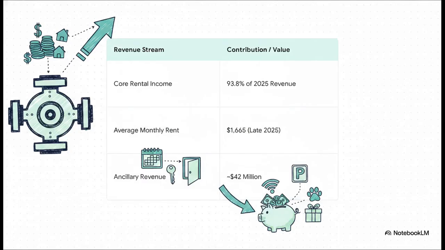Now, this breakdown is absolute gold for your revenue forecasting. Core rental income is obviously the main engine, driving 93.8% of total 2025 revenue, with average monthly rents hitting $1,665. But they aren't just collecting basic rent. They are aggressively monetizing these properties through a tiered pricing model and ancillary services. We're talking bundled tech packages, premium parking, pet fees, all of which generated an extra $42 million. That's high-margin income that flows virtually straight down to operating profit.